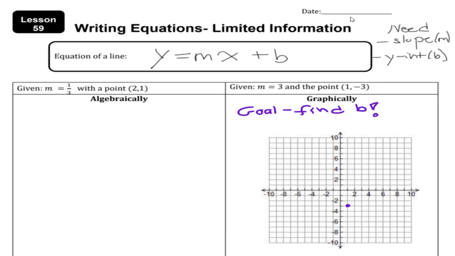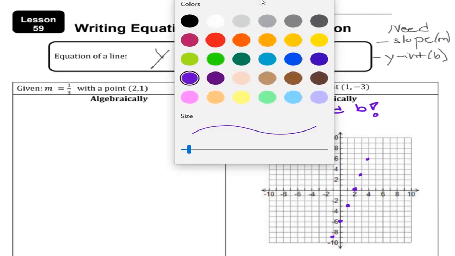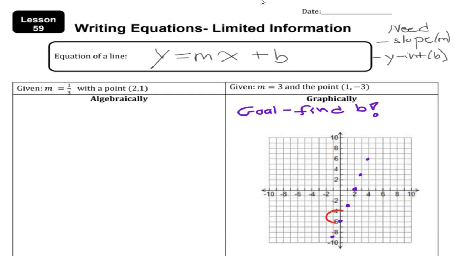So right now here is the point, and now I'm going to use that slope to count 1, 2, 3, and over 1. Obviously, if I keep going in this direction, I'm not getting the y-intercept because I'm moving further away from the y-axis. But if I go the other way, down 3 and to the left 1, that's my y-intercept. So my goal is to figure out that y-intercept, and it's right here. So now that I have my y-intercept, my b is negative 6.